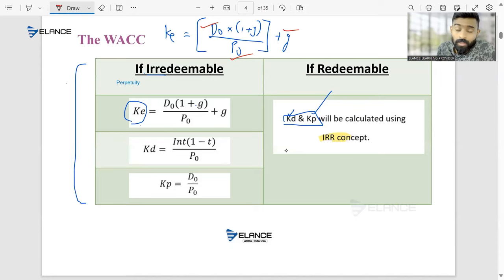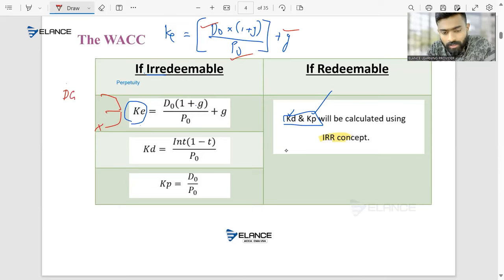But in our syllabus, there are two models for calculating KE. For AFM level, it is three models. For FM level, it is two models. For calculating KE, number one is the dividend growth model. That is this formula, the dividend growth model.